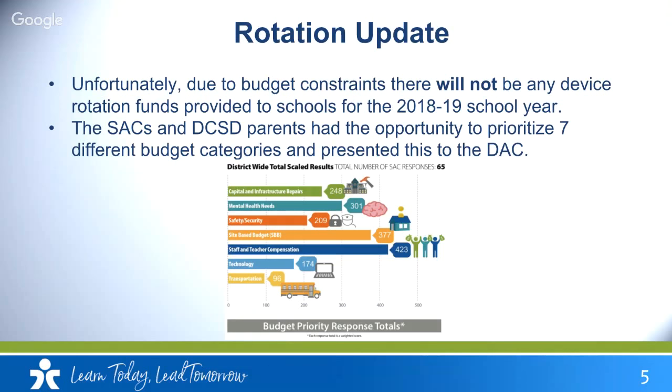Earlier in the year, the SACs and parent community were surveyed out of 7 budget categories to prioritize those budget categories. They presented that information to the DAC, who presented it to the board as a community recommendation of here's our budget categories and how we prioritize them. Technology was 6 out of 7, right above transportation. Shocking information to me. I was quite floored at that, but that's the feedback that the community gave to the board. And so that is the main reason we are not going to have a technology rotation this year.